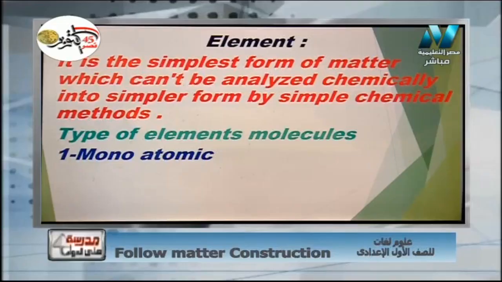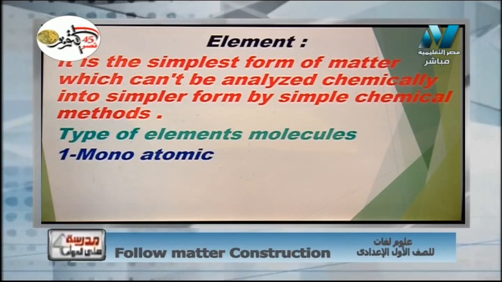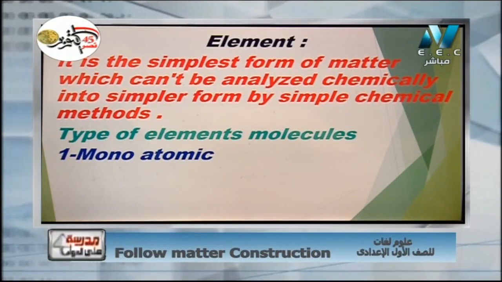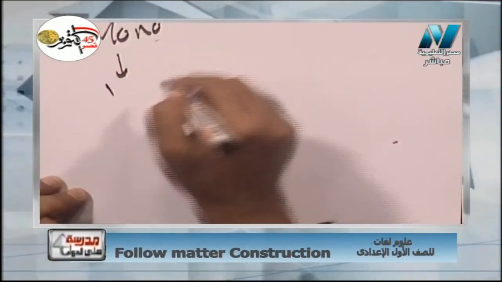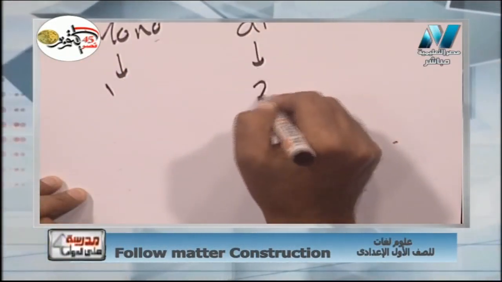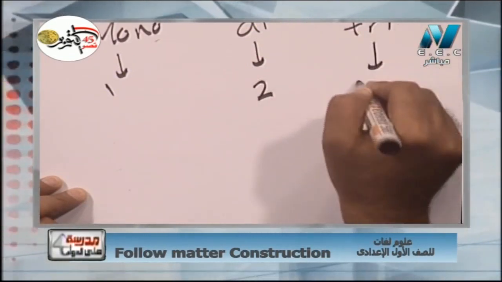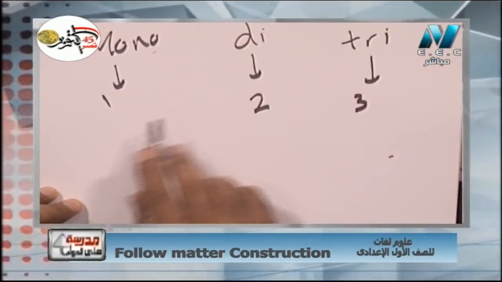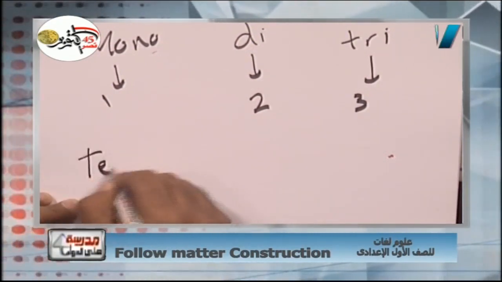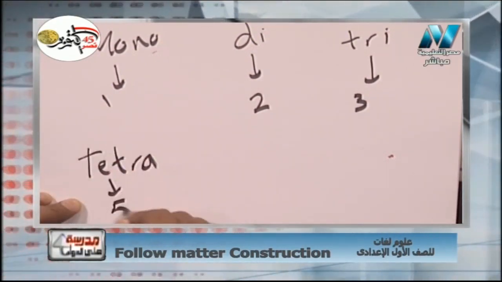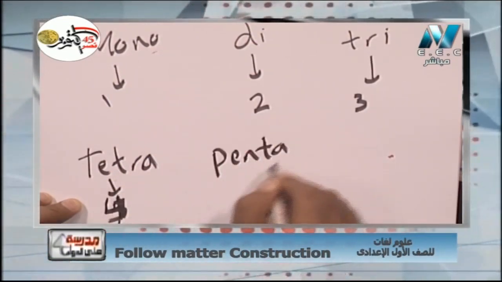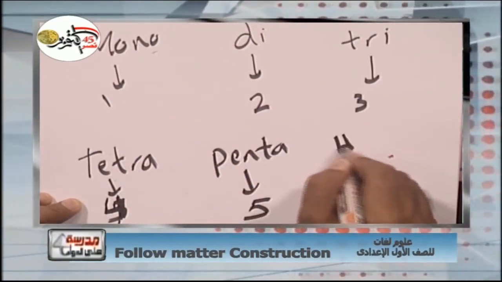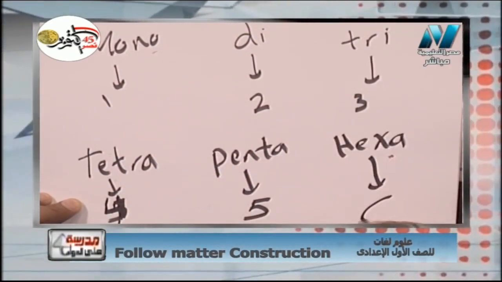Number one, monoatomic. As you see with me, my dear student, monoatomic. Mono in Latin is 1. Mono is 1, di is 2, tri is 3, tetra is 4, penta is 5, hexa is 6.